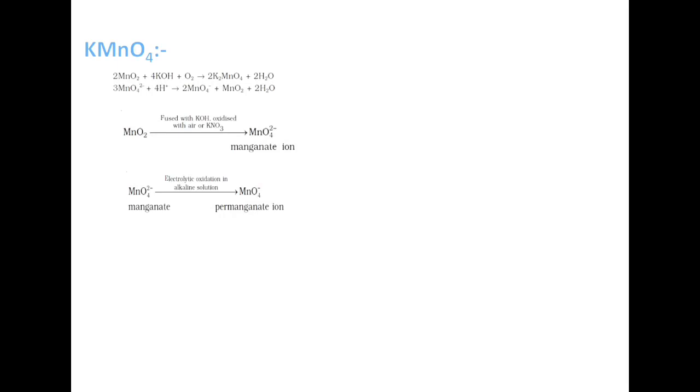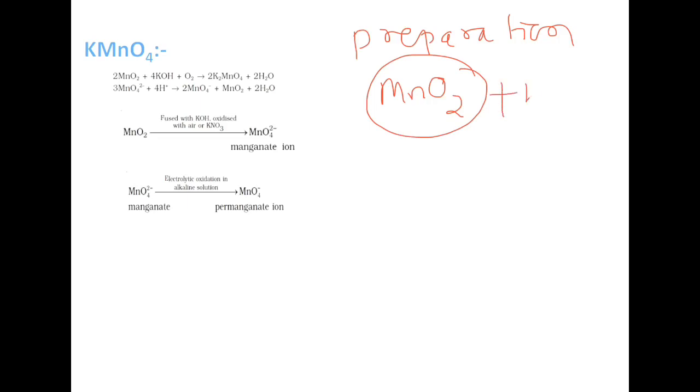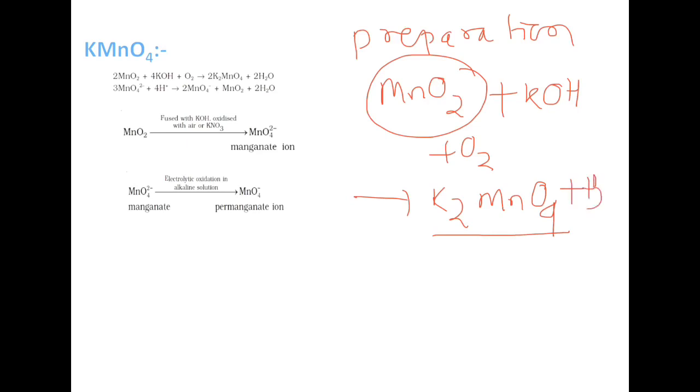Then potassium permanganate. First, preparation of potassium permanganate. The main source is MnO2, manganese dioxide. In basic medium that undergoes oxidation with air to form potassium manganate, K2MnO4. Potassium manganate plus water.